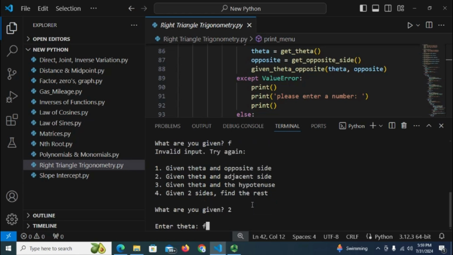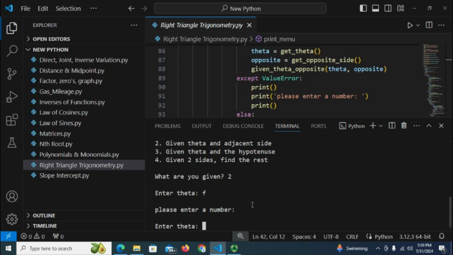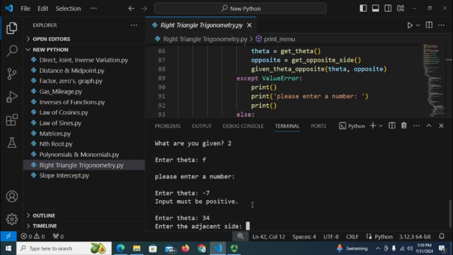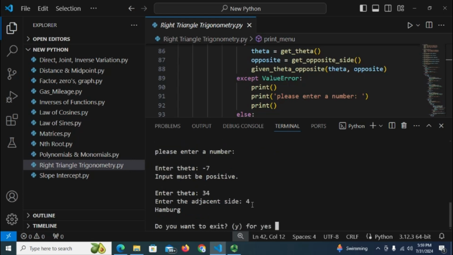And for theta, we'll enter a string. It says it needs to be a number. So if we enter -7, it shouldn't take it. It says it must be positive. So it has to be positive. We enter positive values. Here we have to enter positive. And then when we do, in this case, it says Hamburg, and then the program asks us if we want to exit or not. So we know the exception handling is working for us.